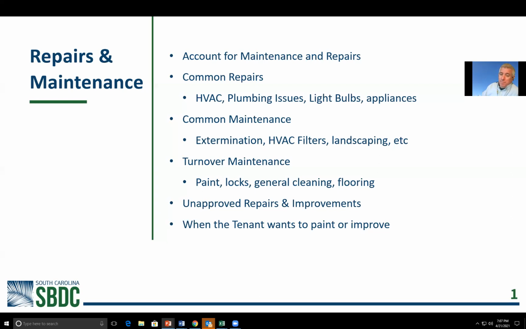Anyway, a big part of it is maintenance and turnover. Like I mentioned, you've got to paint, and possibly change the locks. They've got the locks now where you can put the codes in, so you just change the code. General cleaning, somebody's going to have to come and do that. Flooring might have to be changed out. There are also unapproved repairs and improvements, like when the tenant wants to paint.